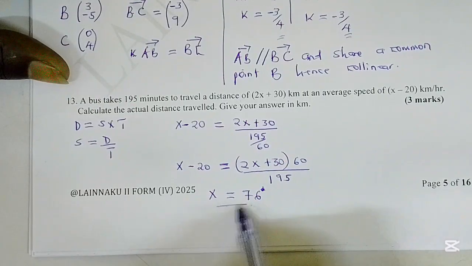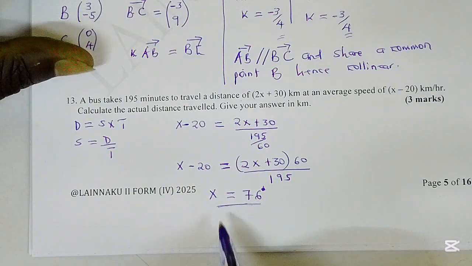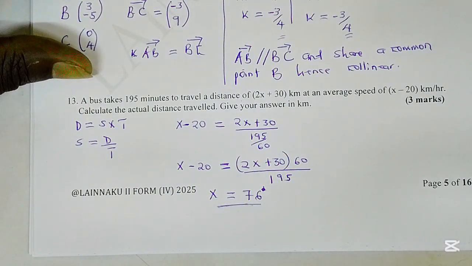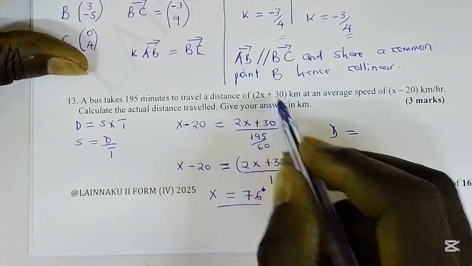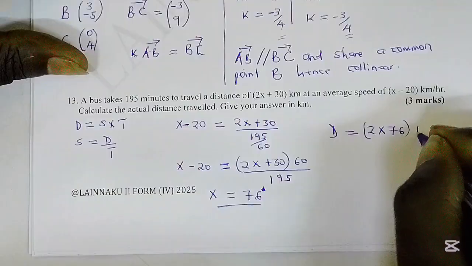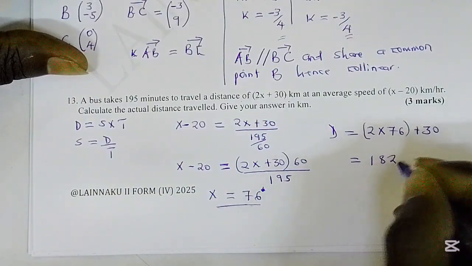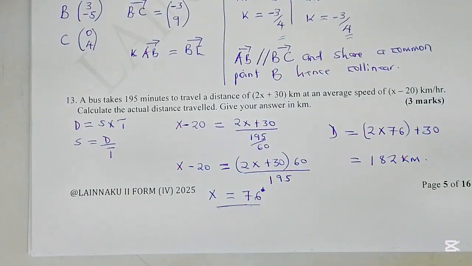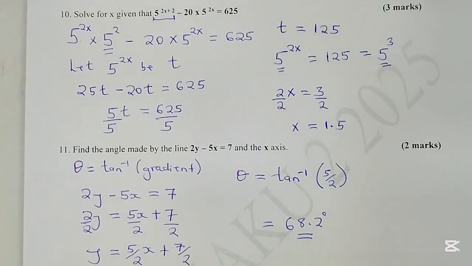So don't be surprised how I got 76. If you multiply 195 both sides, then you carry out simplification, you get that the value of x is 76. So what they want is the distance that was traveled. Distance is 2x, so it is 2 times 76, then plus 30. And this gives us 182 kilometers.